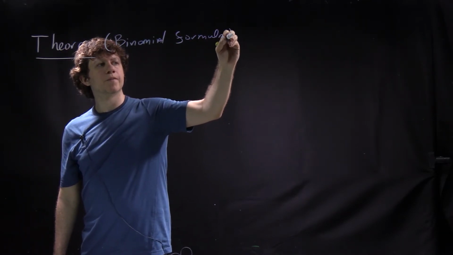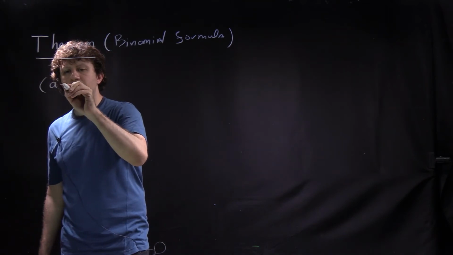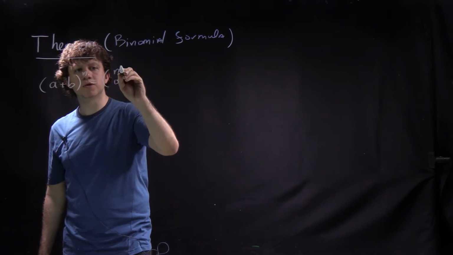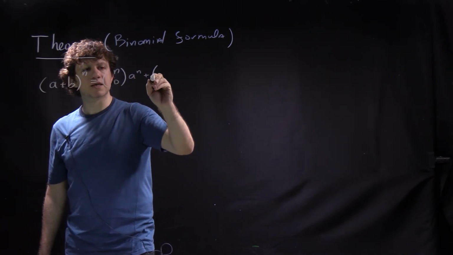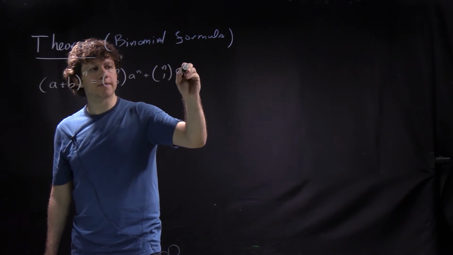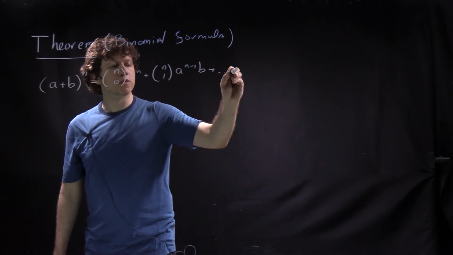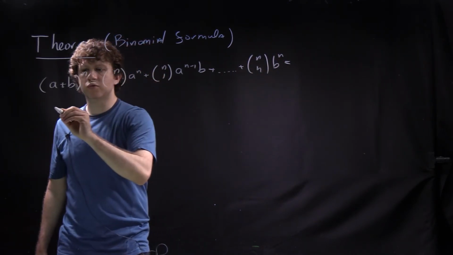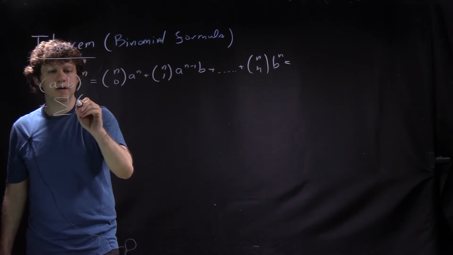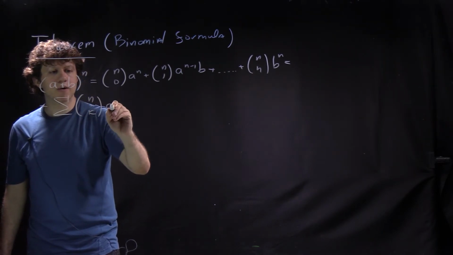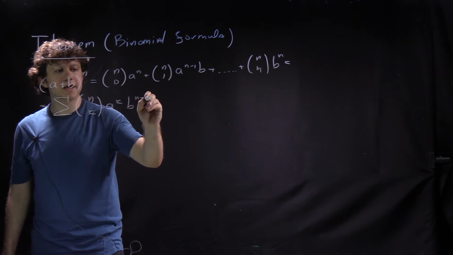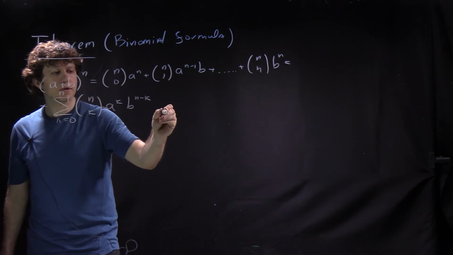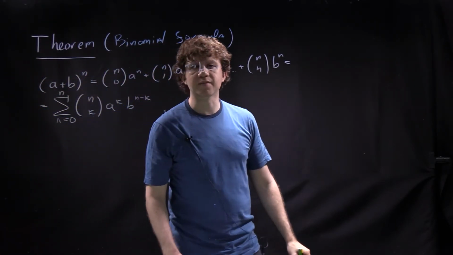And it is a statement that (a+b)^n equals n choose 0 a^n plus n choose 1 a^(n-1) b plus and so on plus n choose n b^n. Or if I want to write it more compactly, I will say the sum of n choose k a^k b^(n-k) from k equals 0 to n. So that's the famous binomial formula.